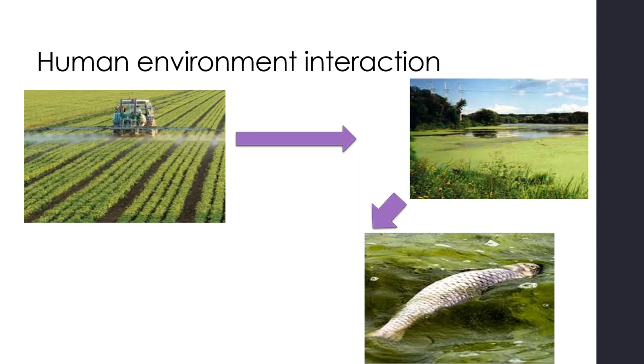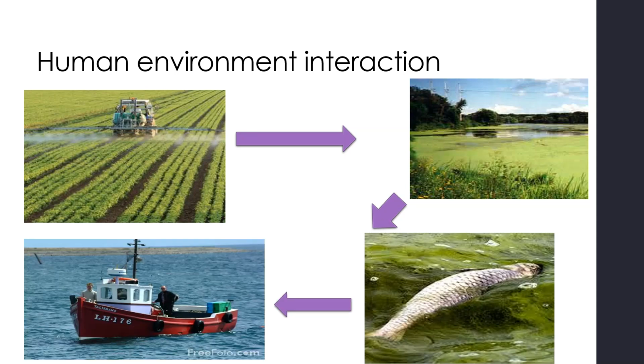And in turn, from that algae bloom, now a lot of fish die because it takes a lot of the oxygen out of the water that the fish need. And then perhaps that waterway is a spawning ground for fish that are then going to go out to sea. Well, now we've affected fishermen downstream who are relying on those fish for their income. So we are always affecting the environment, and the environment is always affecting us.